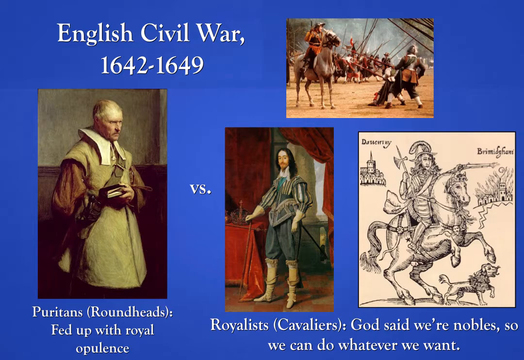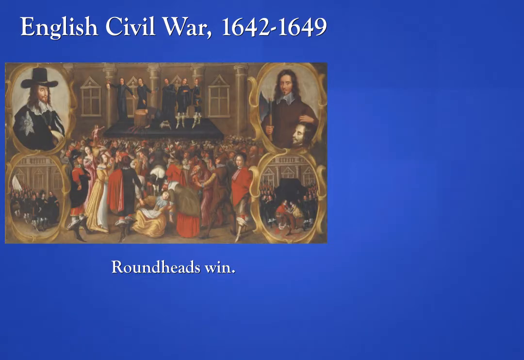Basically, you have a very entitled nobility, and I've got that little thing down there. God said we're noble, so we can do whatever the heck we want, right? You have an entitled nobility that is disconnected from the common everyday people, and that is spending a lot of money on parties and basically being overly excessive. The Puritans get fed up with this, and they round up a whole lot of people and obviously go to war. So we have a 7-year period of England in complete chaos and tumult throughout this period of the Civil War. It ends in 1649 with Roundhead victory.